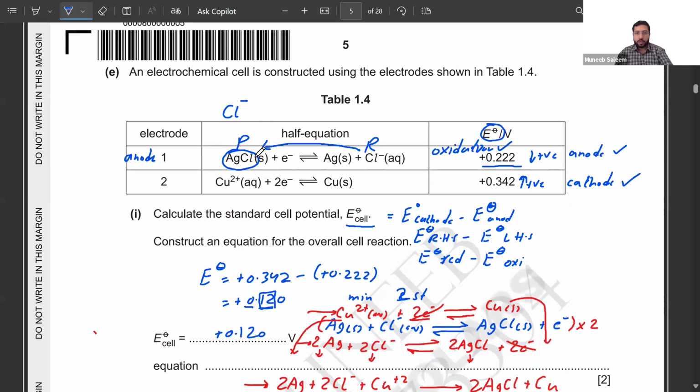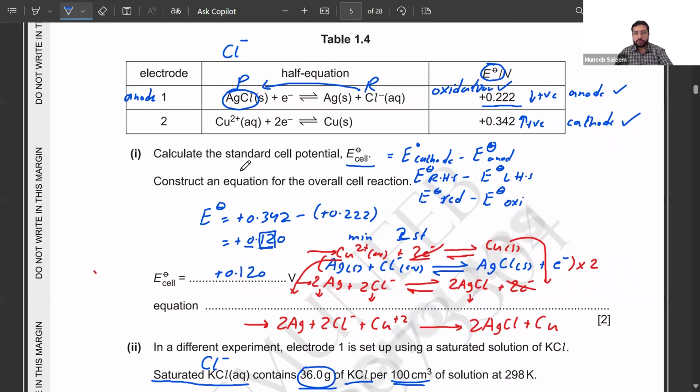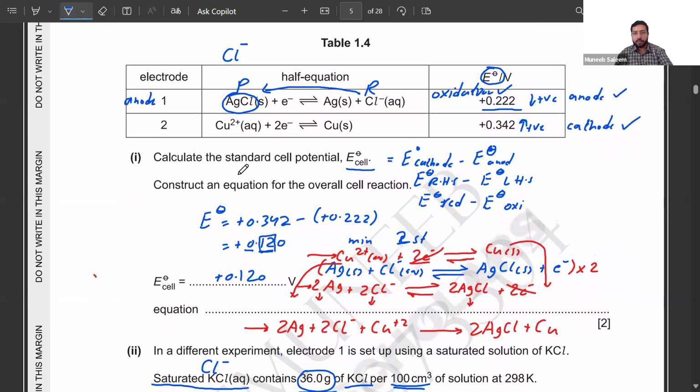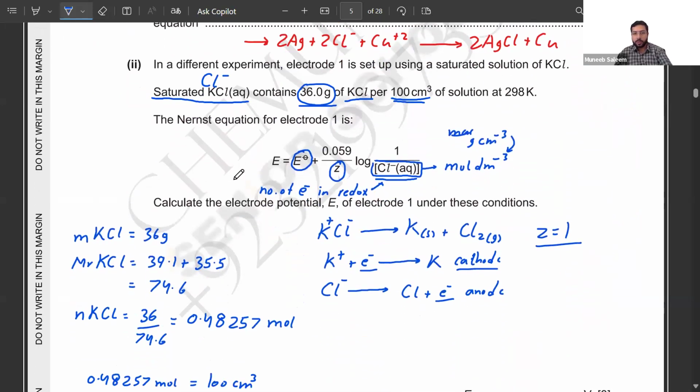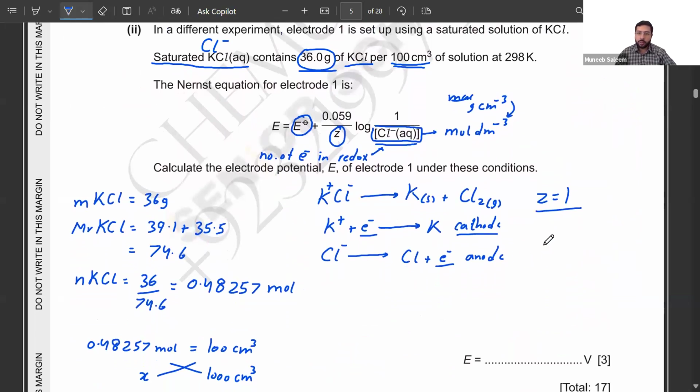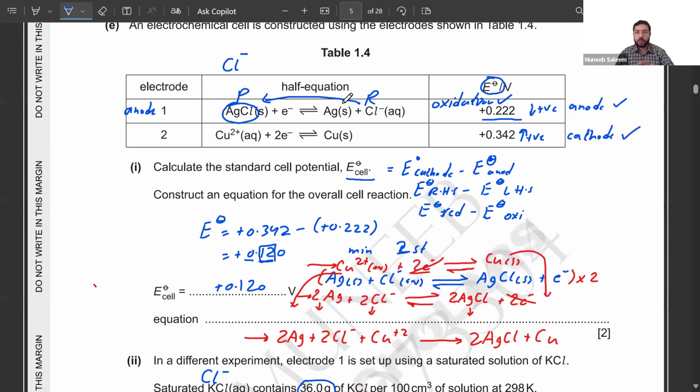So AgCl and KCl will have the similar E naught values for the chloride part. I'm going to apply the same value here: E naught for Cl negative will be plus 0.222. So this is the value for the chloride part as well.